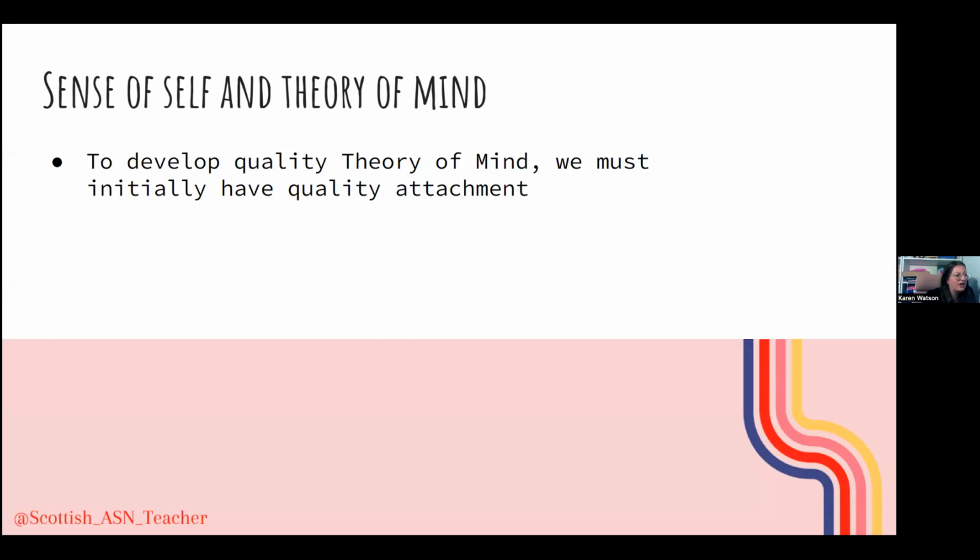It develops throughout childhood and is essentially a child becoming aware that another person's thought processes and mental awareness are different from their own. So to develop that theory of mind, as we say, we must initially have quality attachment. So a child must be able to attribute their own mental awareness, their own thought process, their own feelings, in order to understand that other people have differing ones.